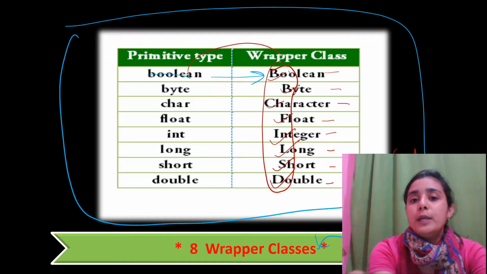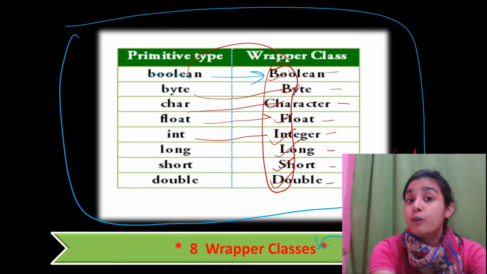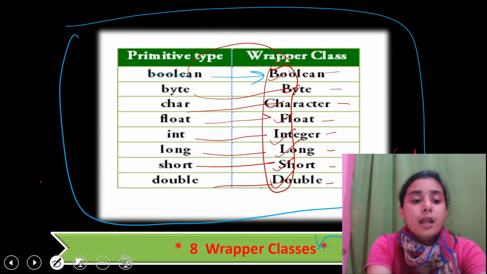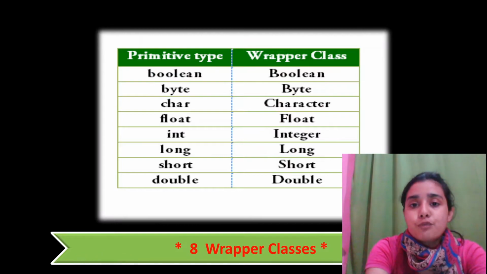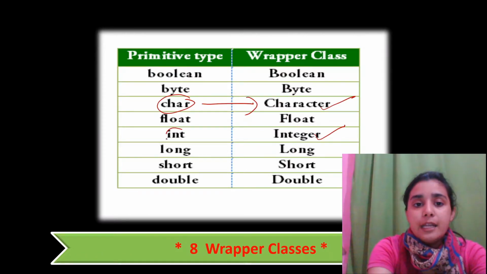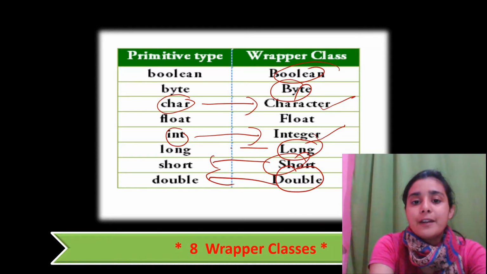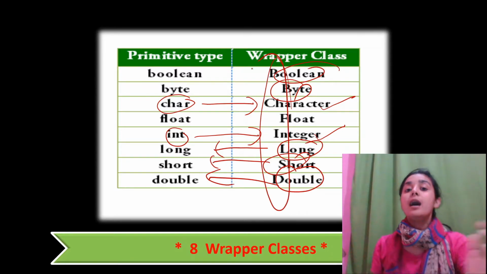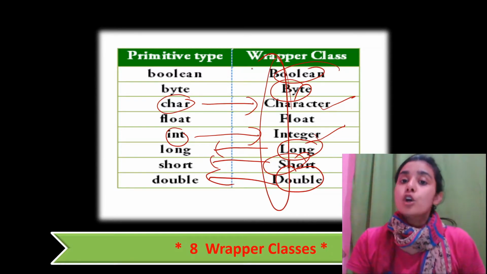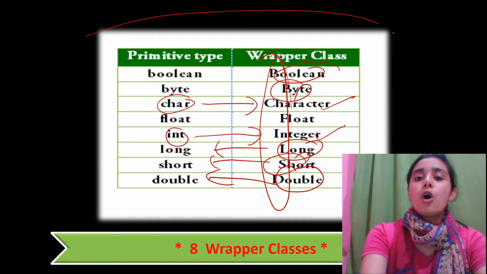So for boolean, byte, char, character, and float, int for integer, and long, short, and double. Two things are different, that is for character and for integer: char and Character, int and Integer. The others are similar to the primitive type, but there is one difference, that it starts with a capital letter only. So this thing you have to remember always.